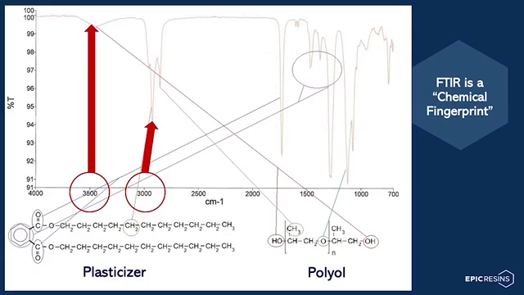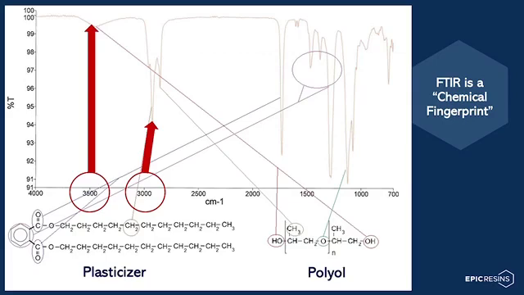that substance. For example, in this spectra, you can see the broad absorbance at approximately 3,500 inverse centimeters, which is characteristic of a hydroxyl peak of a polyol, or the sharp peak at approximately 3,000 inverse centimeters, which is characteristic of a methylene group of a plasticizer.